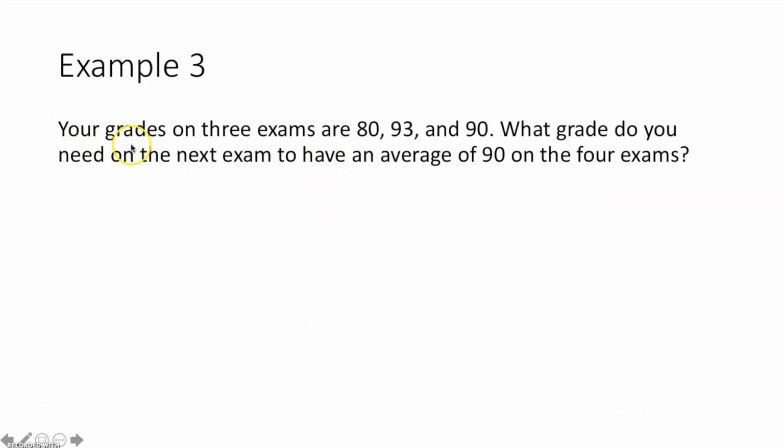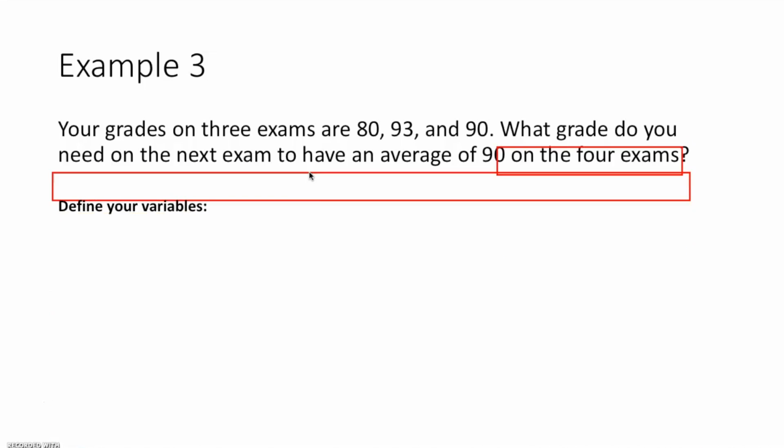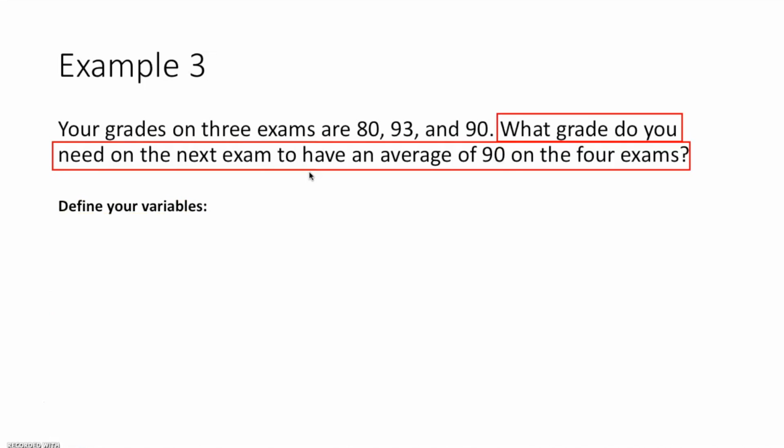Now example 3 says your grades on 3 exams are 80, 93, and 90. What grade do you need on the next exam to have an average of 90 on the 4 exams? So we got a word problem here. Step 1, we're not scared, we can do this. Step 2, we're going to define our variables. To define our variables, we need to know what the question is asking us. It's asking what grade do you need on the next exam to have an average of 90 on the 4 exams. So what grade do you need on the next exam?